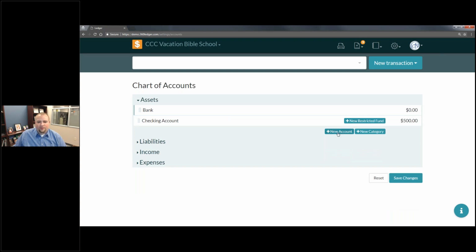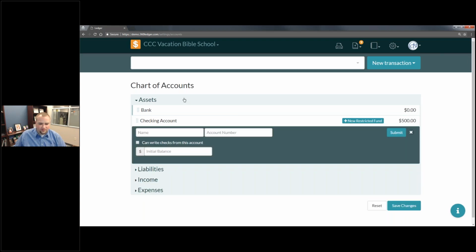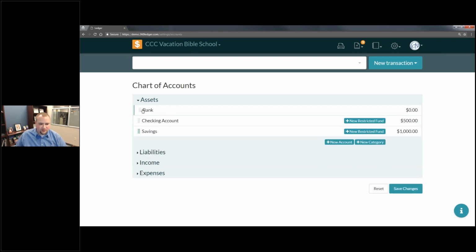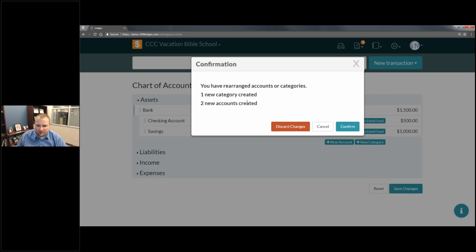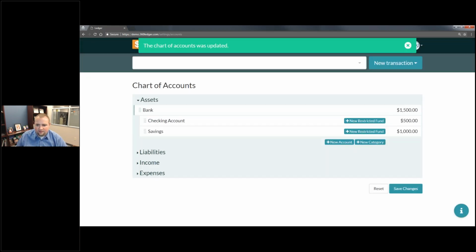All right, next I'm going to create a new account called savings, and I'm not going to put in an account number, and the initial balance will be $1,000, and I can't write checks from that, so I'll submit that. Now you'll notice these are all at the same level, so I'm going to click and drag and bump them out, and now you can see they all roll up under bank. So your bank account, which has two different accounts, sums to $1,500. So I'm going to go ahead and save that, and it'll tell you exactly what's going on. Confirm that. That is saved.